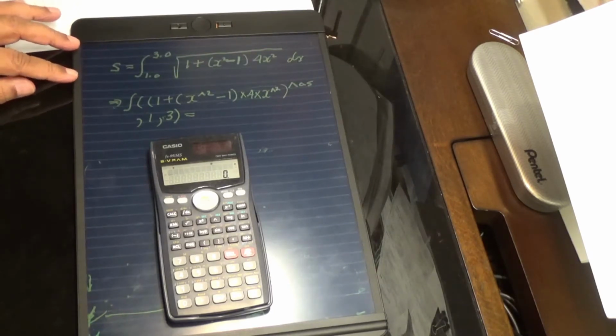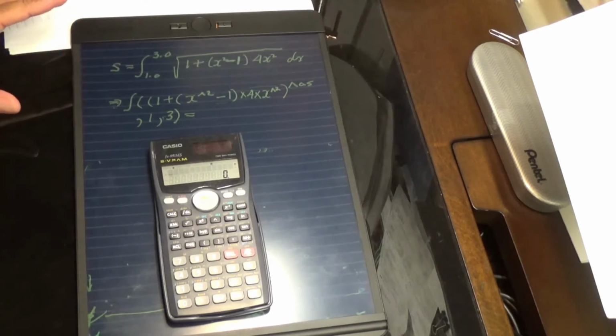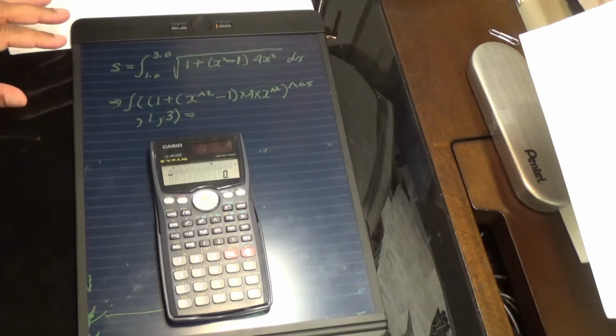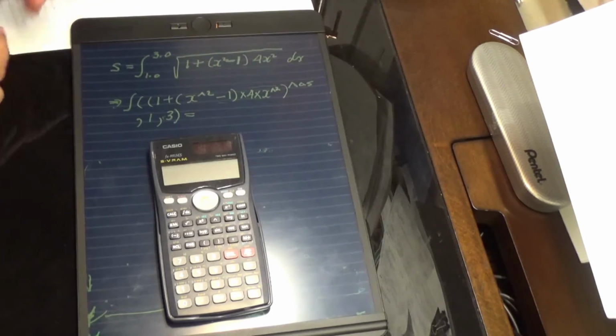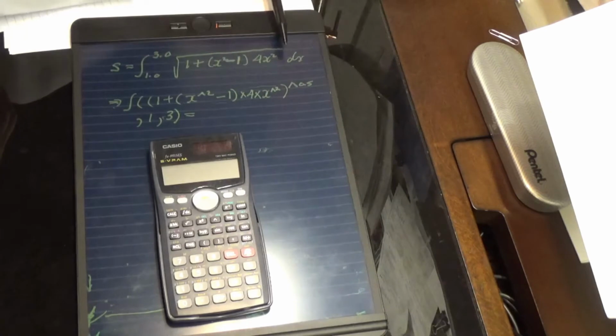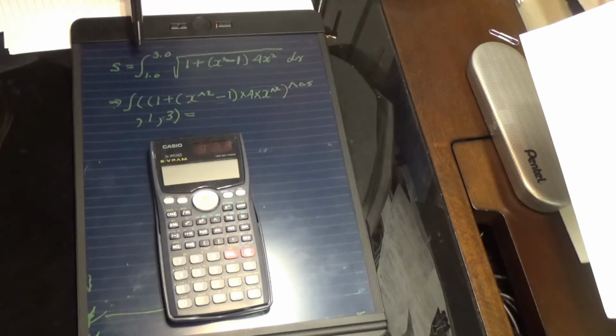I am going to demonstrate how to punch in an integral into the Casio 991 MS calculator. So when we look at what we're looking at here, I am looking at this particular integral, and it's a difficult integral for us to deal with. So I'm going to do it with the calculator.